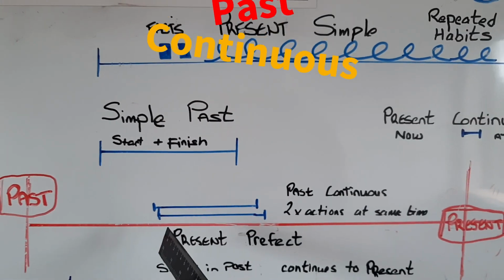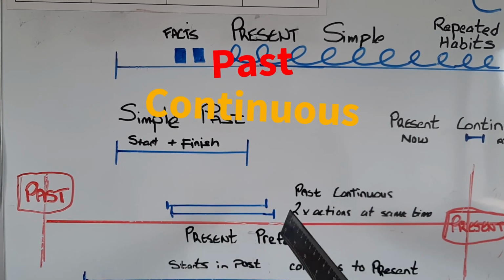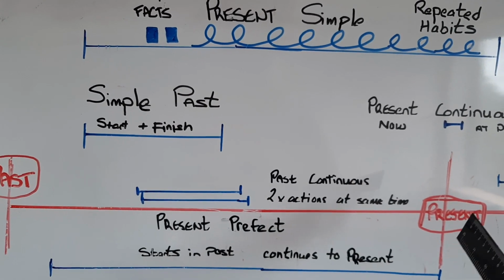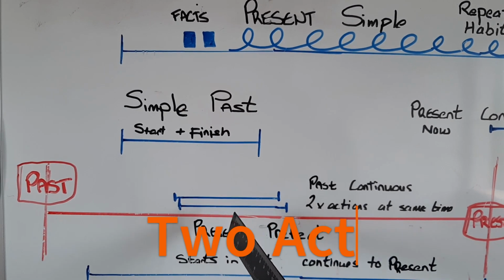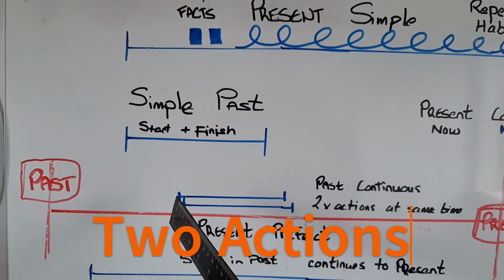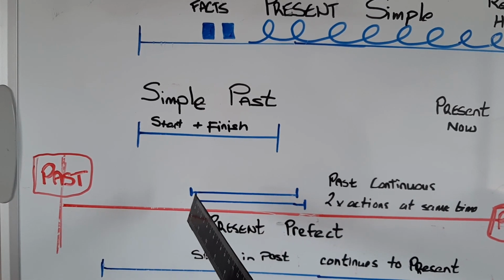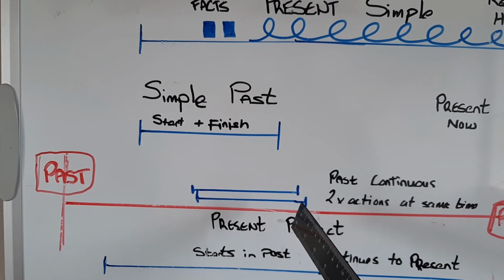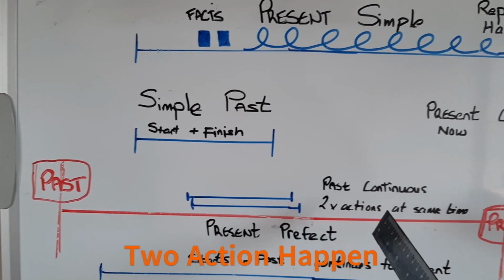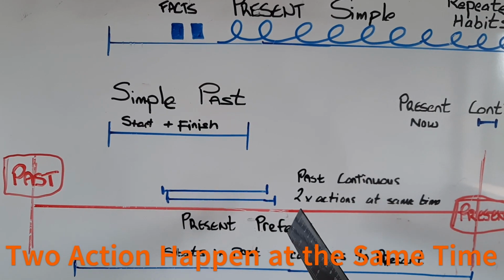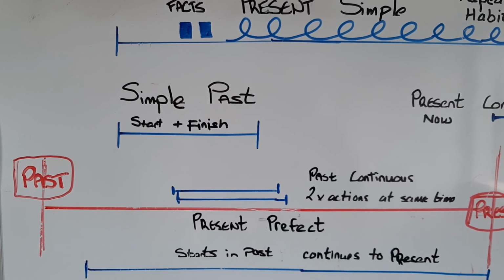With the past continuous, again, you have actions that start and finish in the past. They have no relevance to the present. But the difference here, of course, is that there's two actions. One action starts and finishes in the past, and a second action starts and finishes in the past, but they happen at the same time. So your past continuous is two actions that happen at the same time in the past.